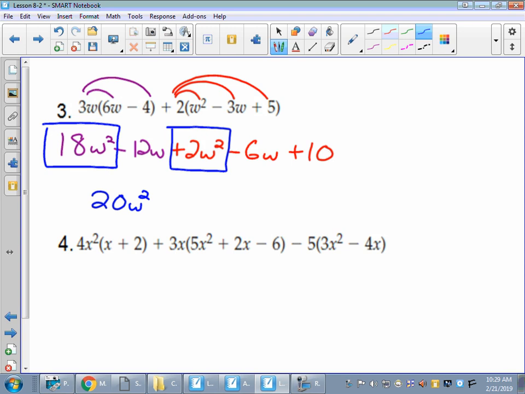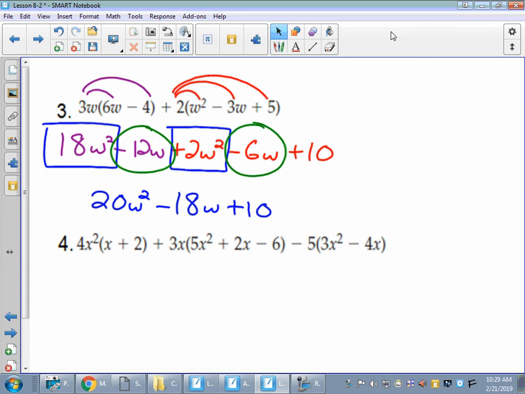Okay. We also have a negative 12w and a negative 6w that we can combine. And together, negative 12w and negative 6w would give us negative 18w. And then this number, this little 10 over here, doesn't have anyone to combine with, so we just bring it down as part of the answer, plus 10. And then we would be done. 20w squared minus 18w plus 10. Okay, so that's the multiplication. Really just distribute. If you can distribute and combine like terms, then you're in good shape for this section.